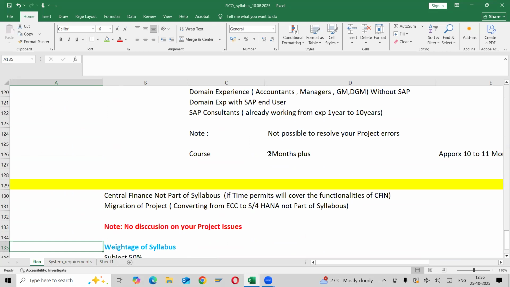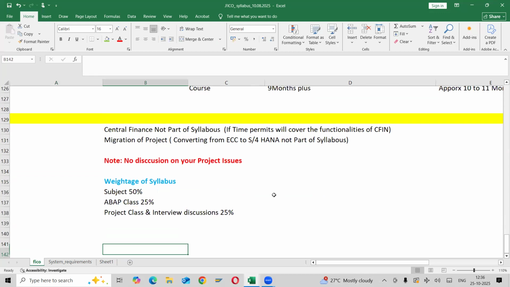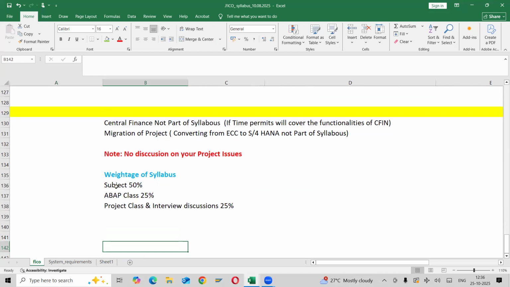Clear? Yeah, so same thing. Central Finance is not a part of our syllabus. Again, that's the reason I mentioned, if time permits, definitely we will cover functionalities of CFIN. Clear? Migration, as I said, that conversion will not be part of the earlier batch, but for your batch, definitely I will cover this conversion also with the help of CFIN.